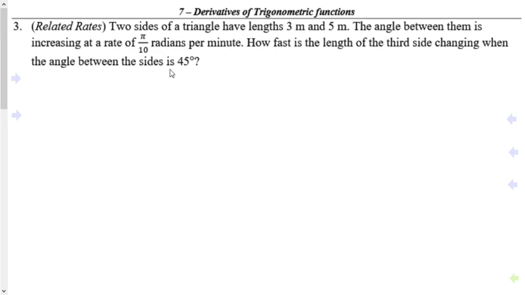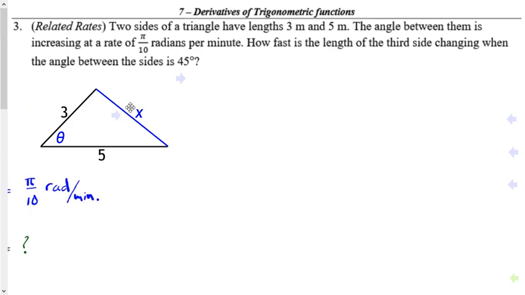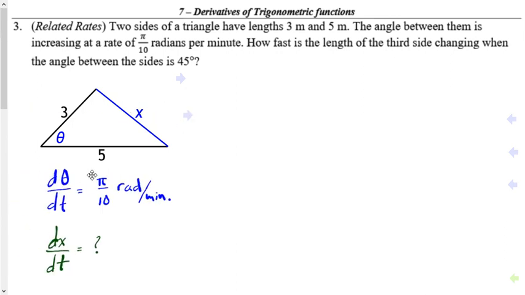Well, kind of a weird question that we have some of the information in radians and some in degrees. That's unusual. But we'll just set that aside for the moment and look at a diagram. So I have one side is 5, one side is 3, and this angle in between is increasing at this rate, pi by 10 radians per minute. So I know that d theta dt is pi by 10 radians per minute, it's increasing. So this is a positive rate of change.